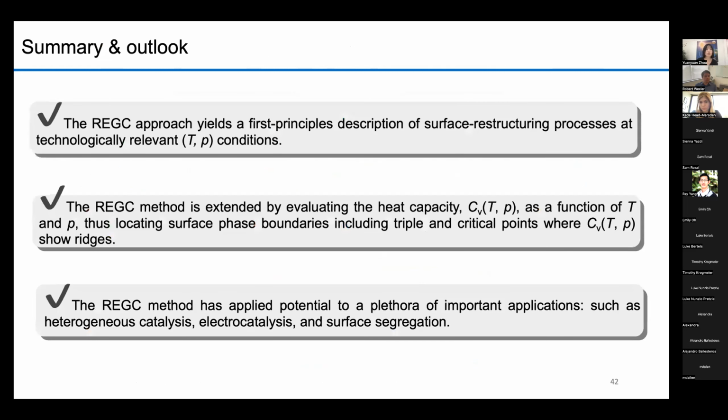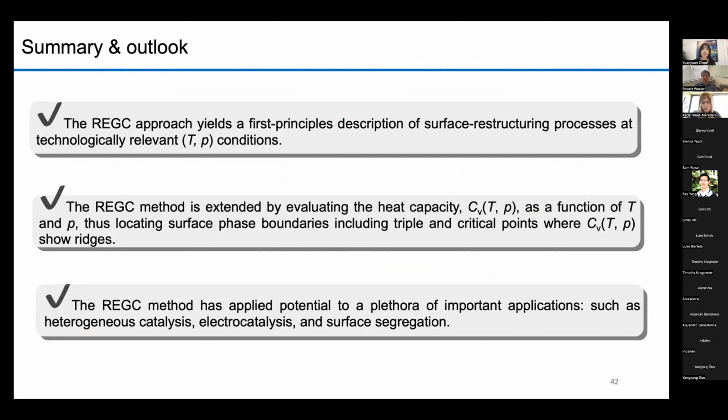With this, I come to my conclusions. The replica exchange grand canonical approach is a first-principles description of surface restructuring processes at realistic temperature and pressure conditions. And the method is further extended by evaluating the heat capacity as a function of temperature and pressure to determine the surface phase boundaries, including triple and critical points.